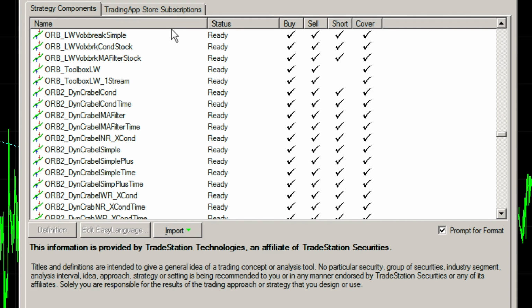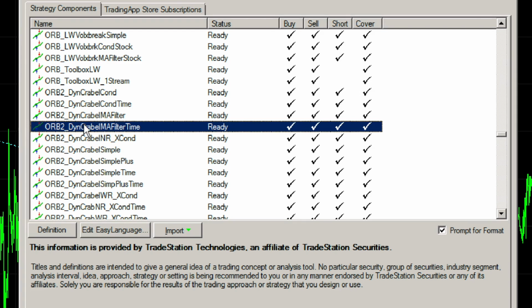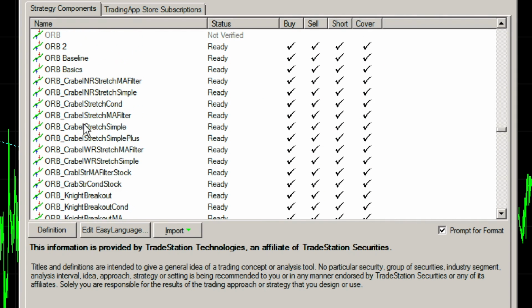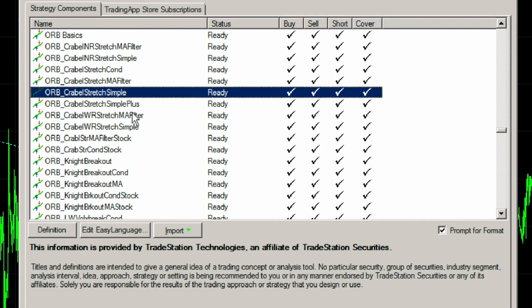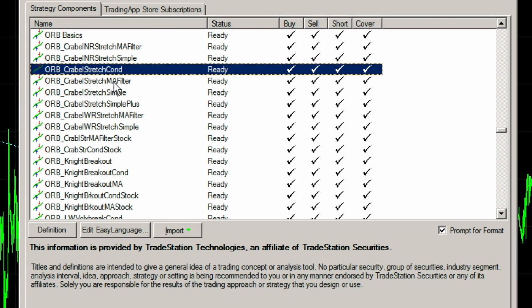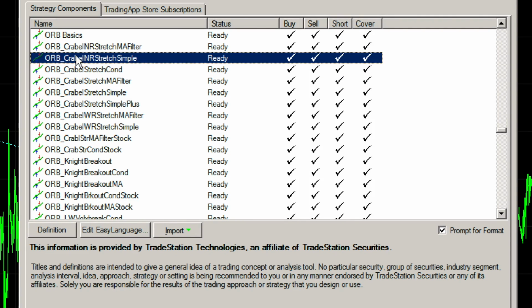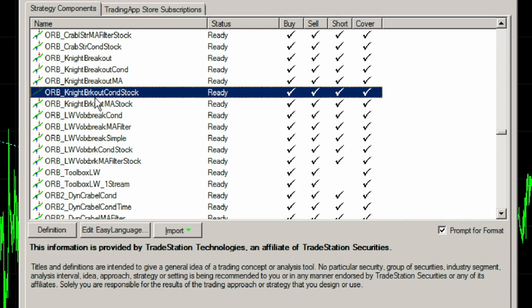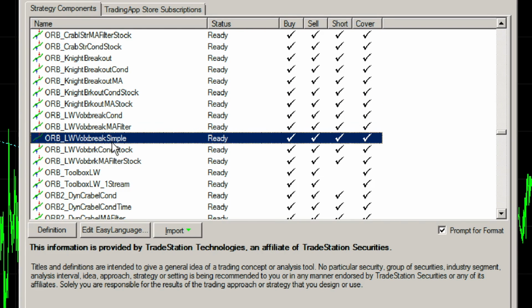Okay, as you can see, look how great this is. We have all these different functions in here that we can insert. So we were looking at the Crabel stretch simple, but you can see there's other things in here. Crabel stretch with moving average filter, Crabel stretch with a condition, Crabel stretch NR, Crabel NR stretch. And we have quite a variety here. Also, then you can go down to the night functions and of course the Larry Williams.